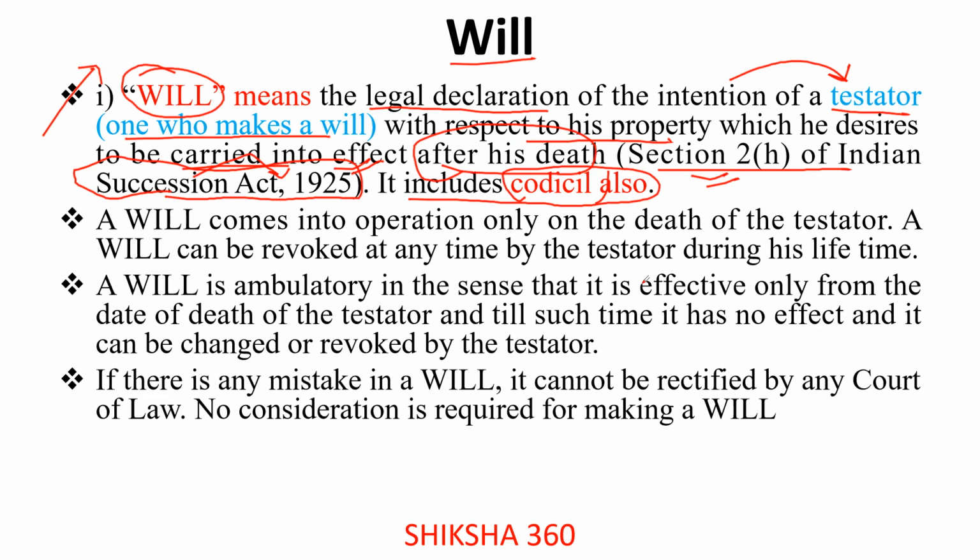Basically, when the will comes into play, when the person who is making the will has expired. A will can be revoked at any time by the testator who made the will. They can revoke it during his lifetime. A will is ambulatory in the sense that it is effective only from the date of death of the testator. Until such time, it has no effect, and it can be changed or revoked by the testator.